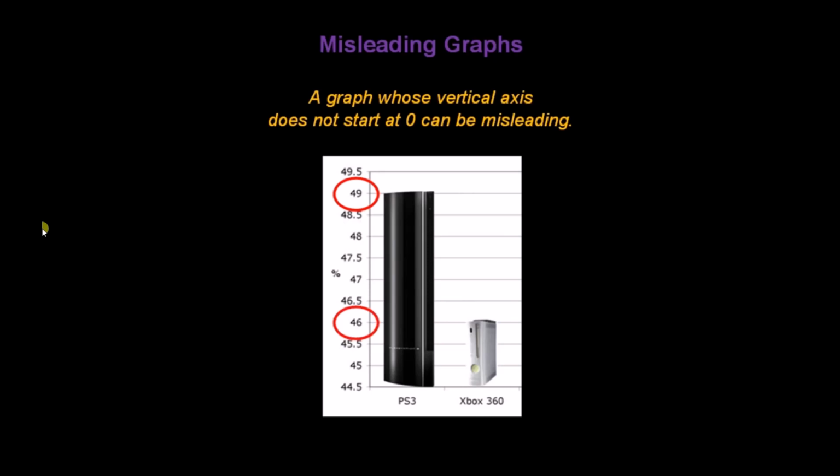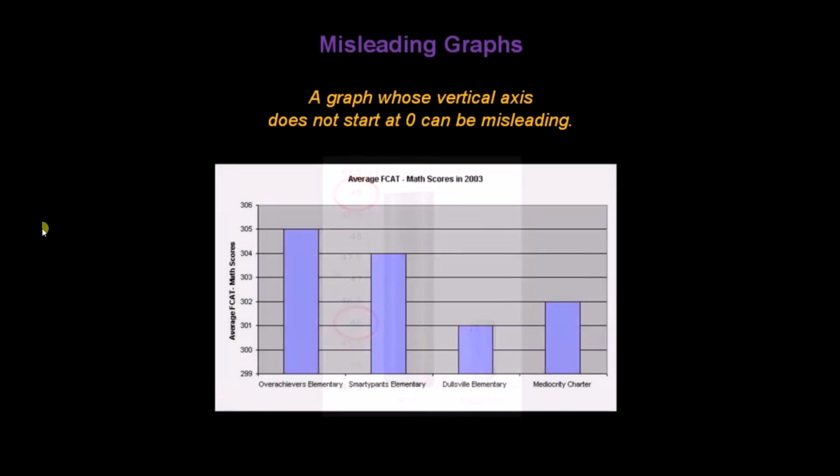Now, to be sure, more people did say they liked the PS3 than the Xbox 360 in this survey, but that's only a difference of 3%, not 3 times as many people. So that's why a graph whose vertical axis doesn't start at 0 can be misleading. Let's take a look at another example. Here are the math scores from 2003 for 4 elementary schools. This is a misleading graph.